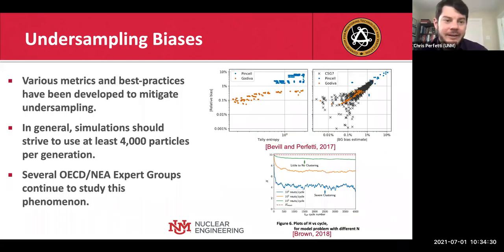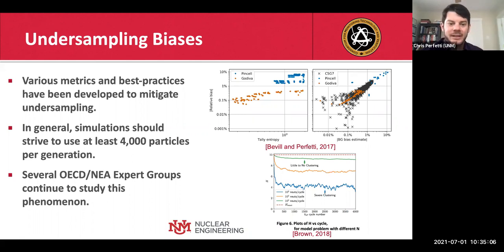There are some metrics that have been developed to diagnose these undersampling biases. The best practice that we've seen is to use at least 4,000, really more so like 10,000 particles per generation for your eigenvalue simulations. That's the long story short: use at least 10,000 particles per generation. If you're using larger systems, a full core reactor, consider moving up towards 100,000 or more.